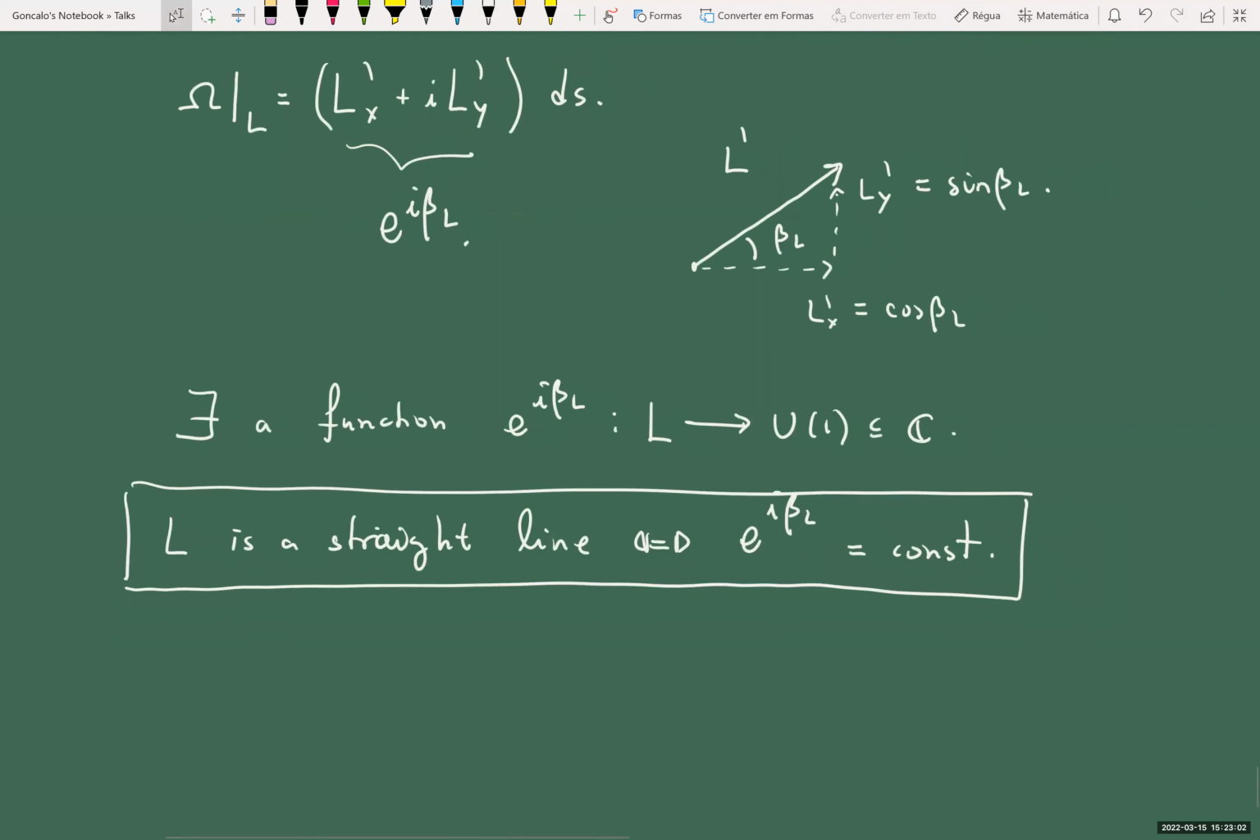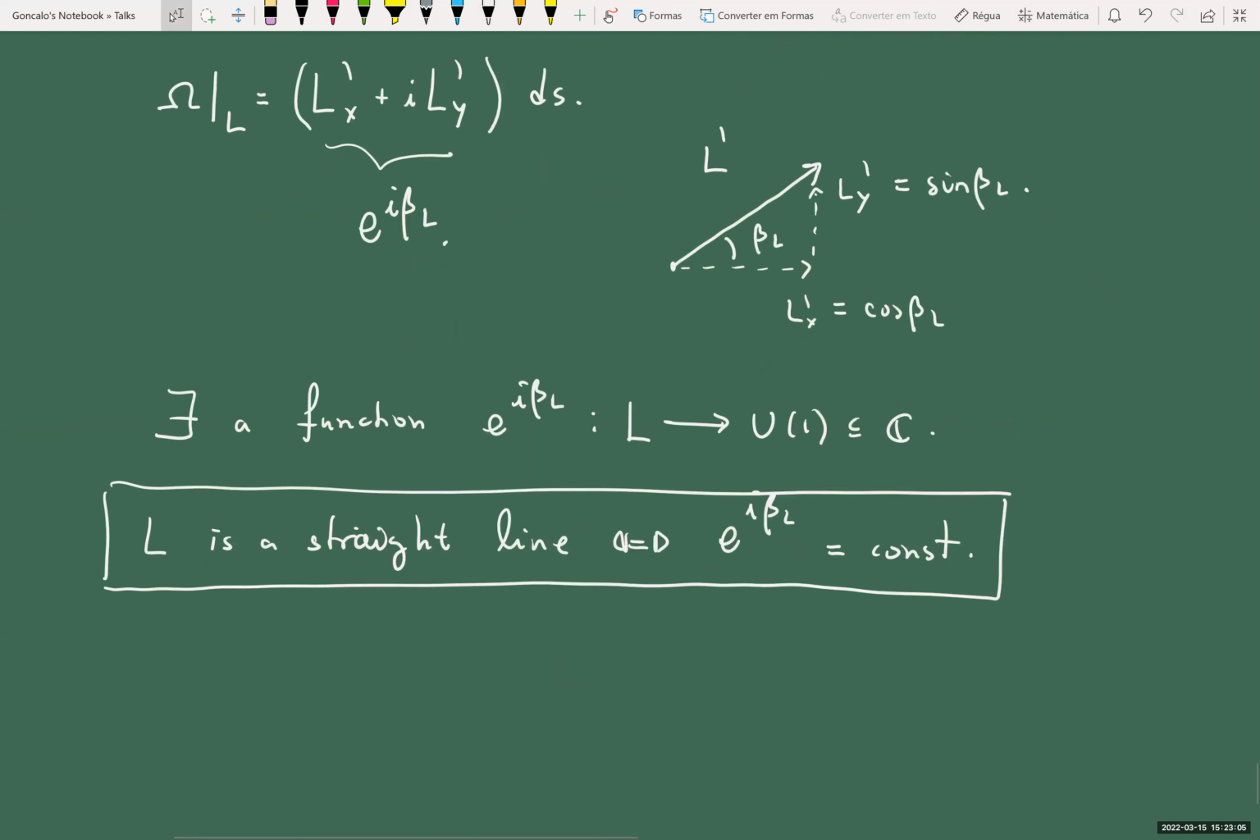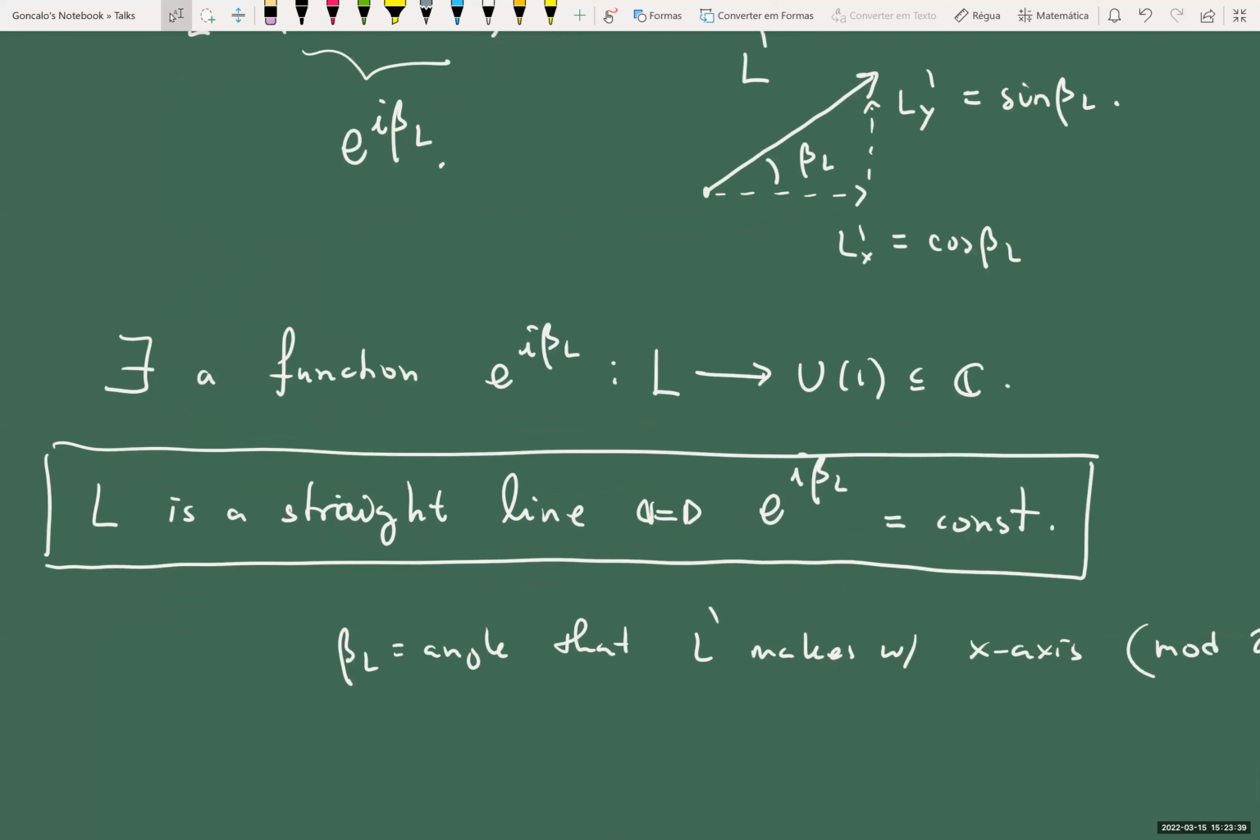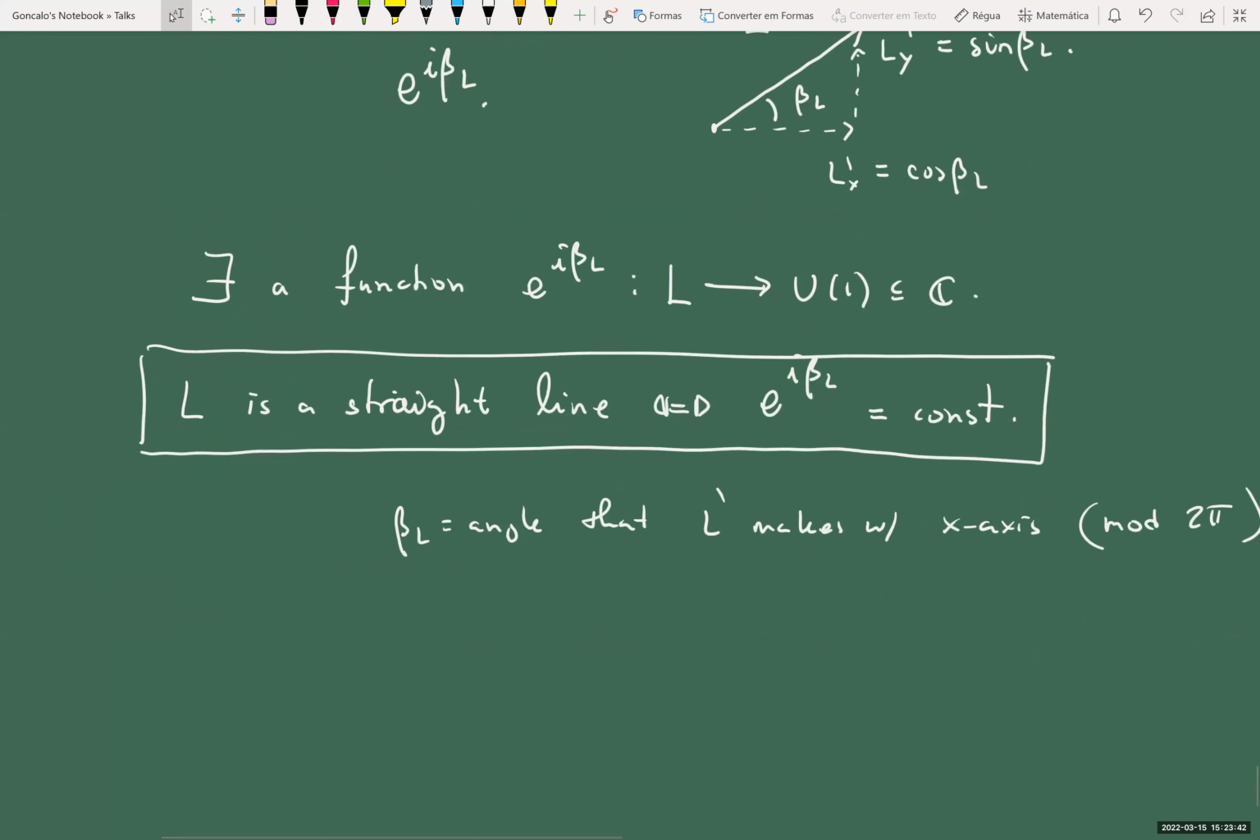So here beta L is the angle that L prime makes with the x-axis mod 2 pi. So it need not be defined in general. What you have is just the exponential of i times it. But in some cases, you can find the lifting of this function, and then it's the angle that it makes with the x-axis, up to adding or subtracting multiples of 2 pi. Okay, so that's how we characterize straight lines.